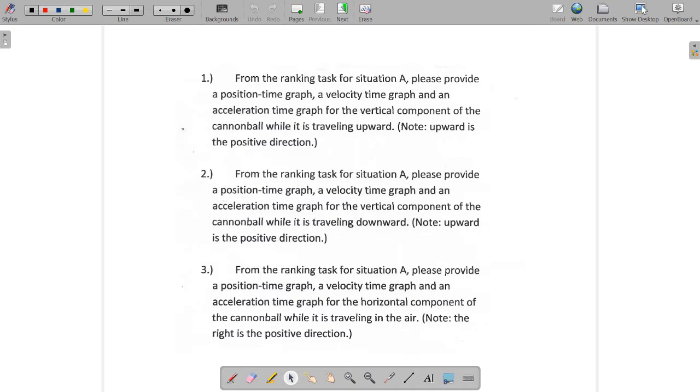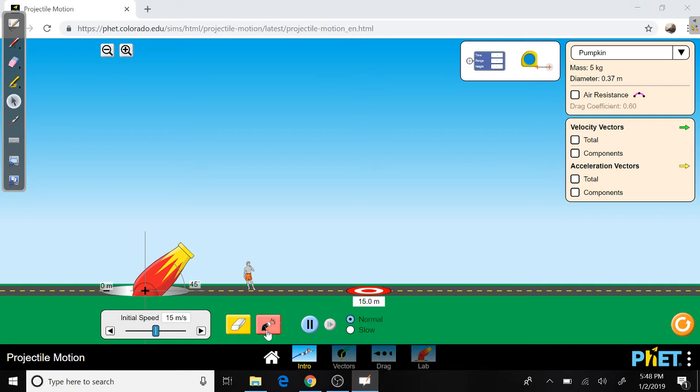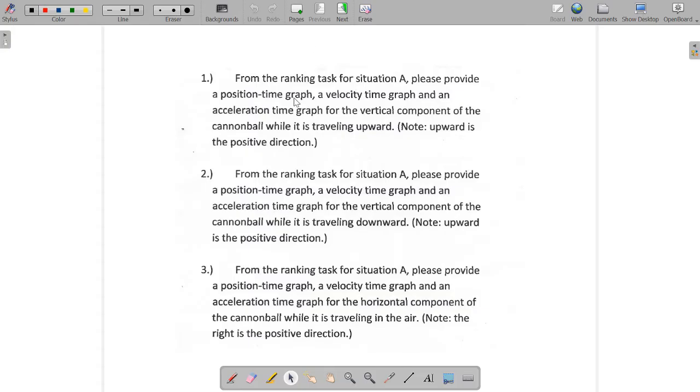So before I do these graphs, let me remind you how the path of motion looks like for a cannonball. When we fire it, the cannonball goes up, stops, and comes back down. And remember, for this ranking task, we're going to consider anything moving up to be moving in the positive direction, and anything that's moving down, we're going to consider it's moving in the negative direction. Okay, so keep that in mind as we're working out number 1.